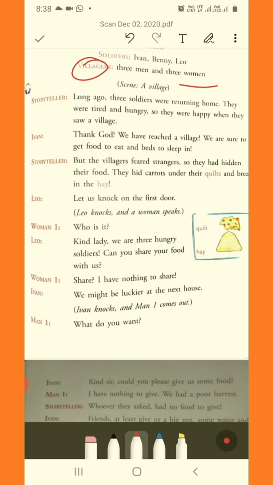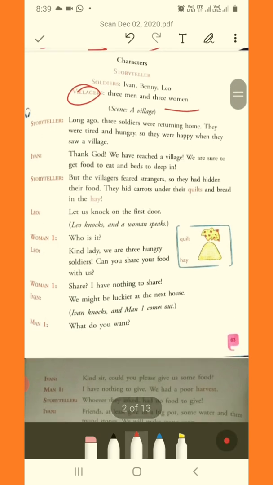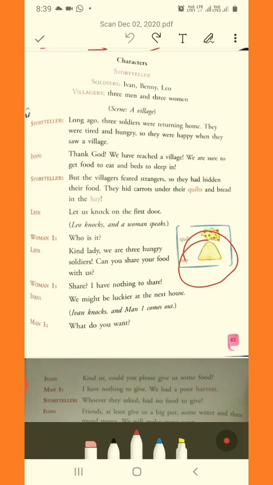Okay, now the storyteller. But the villagers feared strangers, so they had hidden their food. They hid carrots under their quilts. Quilt, right? Blanket-like thing that we sleep with during winter. Thick. Okay. Under their quilts and bread in the hay. Hay, right? This. You're making hay and then they are keeping their bread under the hay and carrots under their quilt. Okay.